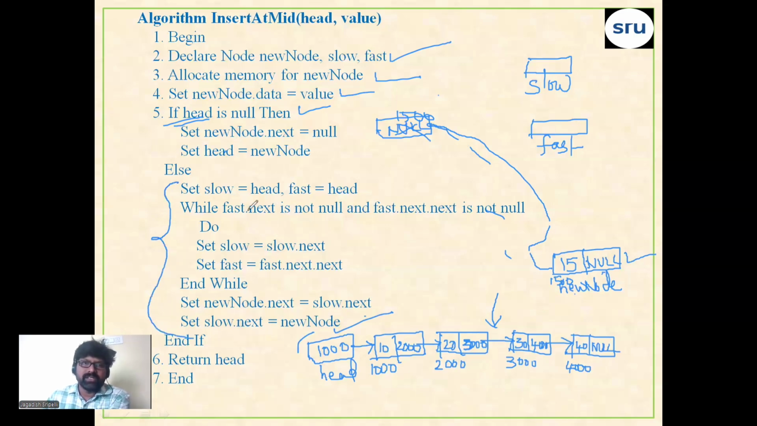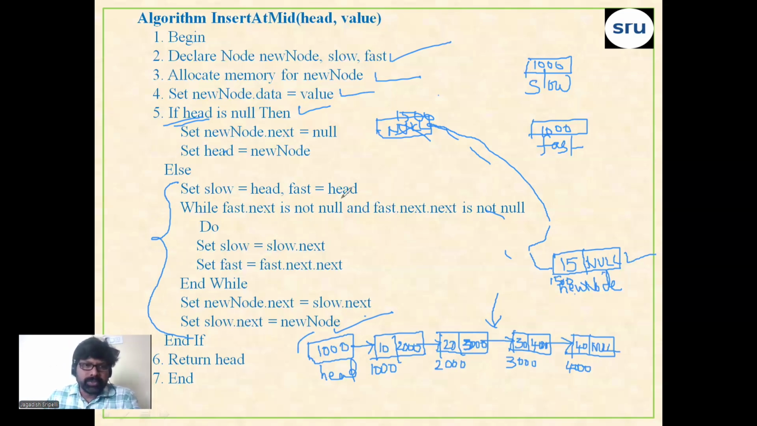So what is the else part? Slow equals head, fast equals head. Slow equals what? Head. Slow equals head means, what is the head value? The head value is 1000. I want to put it in slow. 1000 I want to put in fast. I have put the value 1000 in both slow and fast.